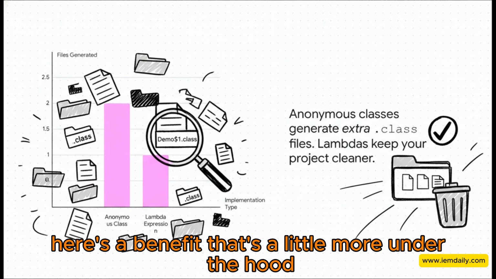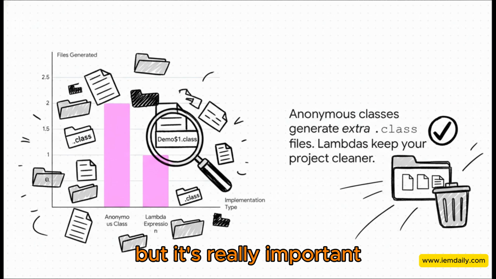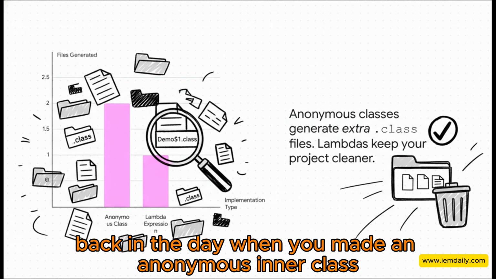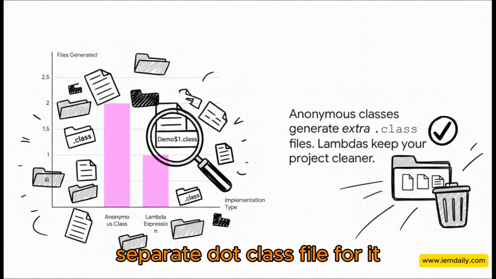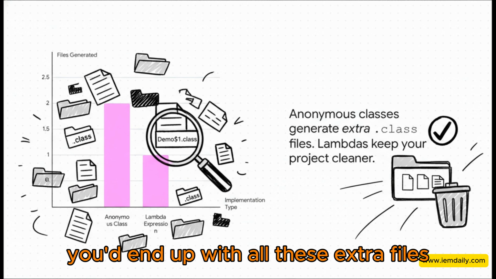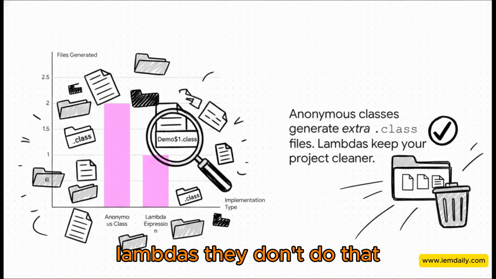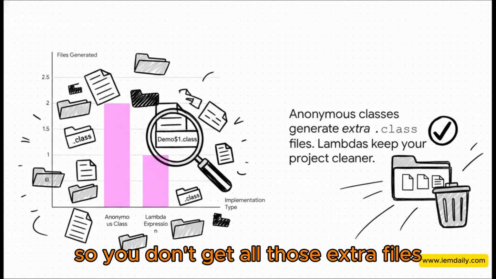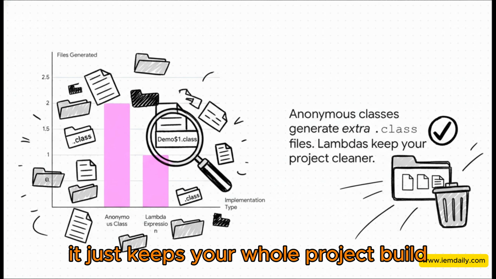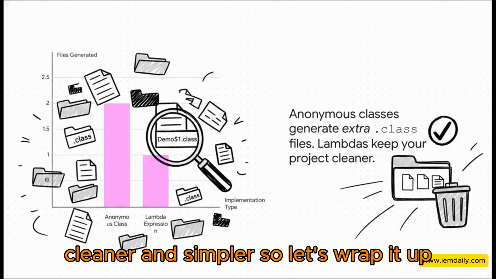Now, here's a benefit that's a little more under the hood, but it's really important. Back in the day, when you made an anonymous inner class, the compiler would actually create a whole separate .class file for it. You'd end up with all these extra files cluttering up your project. Lambdas? They don't do that. They use a more modern approach so you don't get all those extra files. It just keeps your whole project build cleaner and simpler.